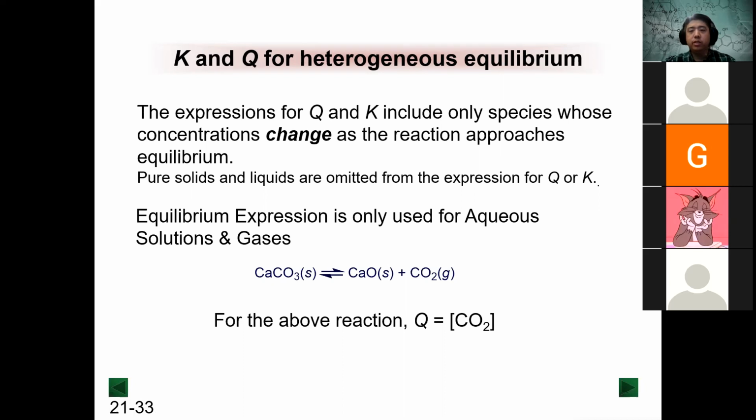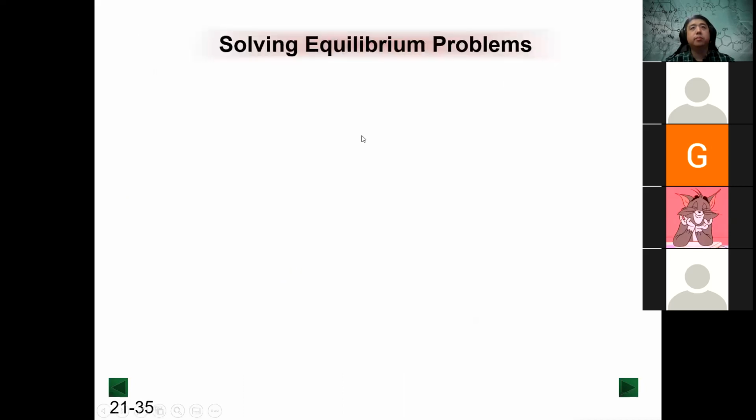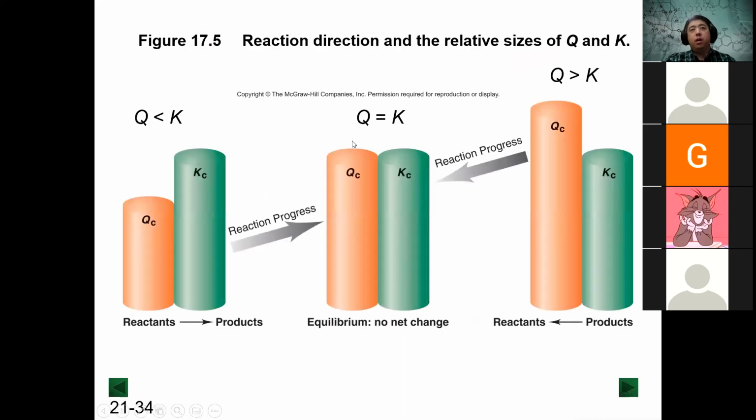Okay. Any questions? All right. Once again, relationship, shift to the right, shift to the left. When it is equal to K, it is essentially equilibrium.